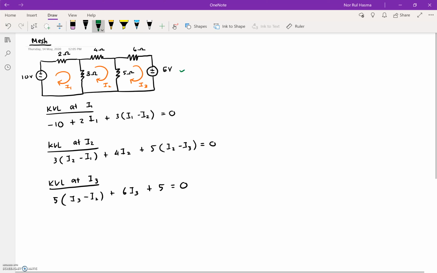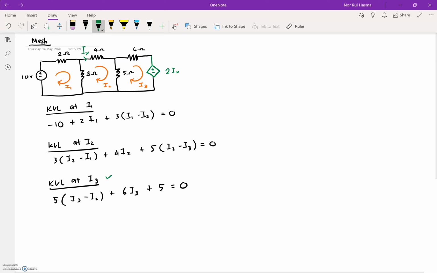What happens if I change the 5 volt independent voltage source to a dependent voltage source? So I choose 2 Ix, for example. So Ix is, I choose here, Ix. So what happened with the equation? As you can see, there will be some change that you need to make, which happens at loop 3, which is here.